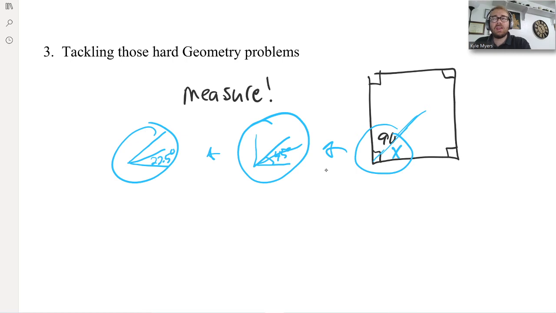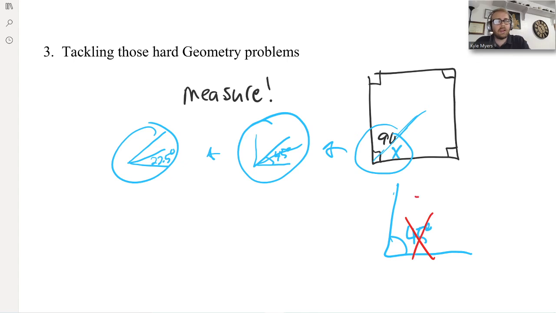Now, if they give you a question where it's like this, and they say this is 45 degrees, then you know, hey, measuring is not going to help me here because they obviously did not draw that to scale. This is not 45.